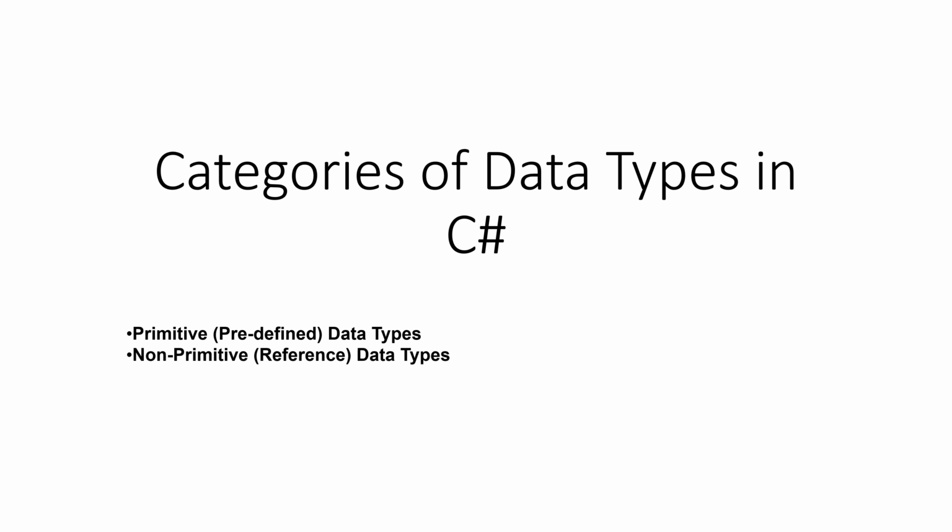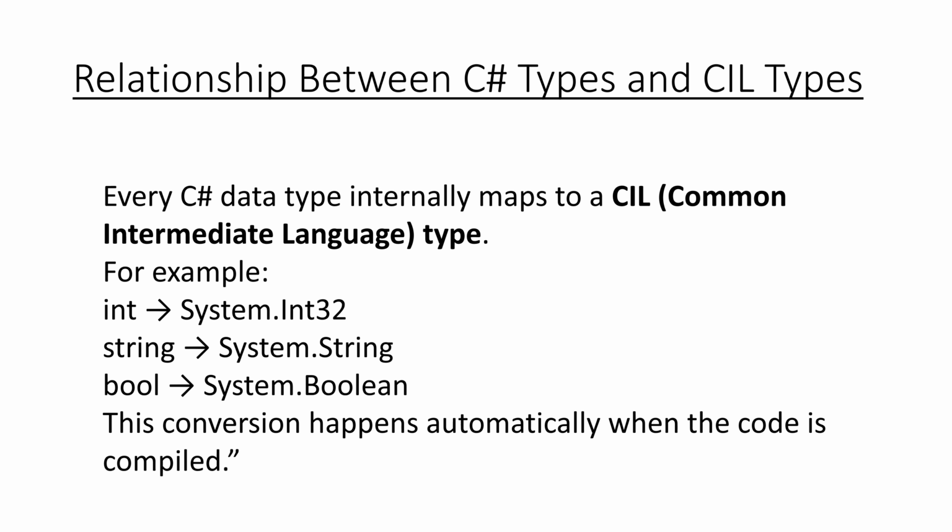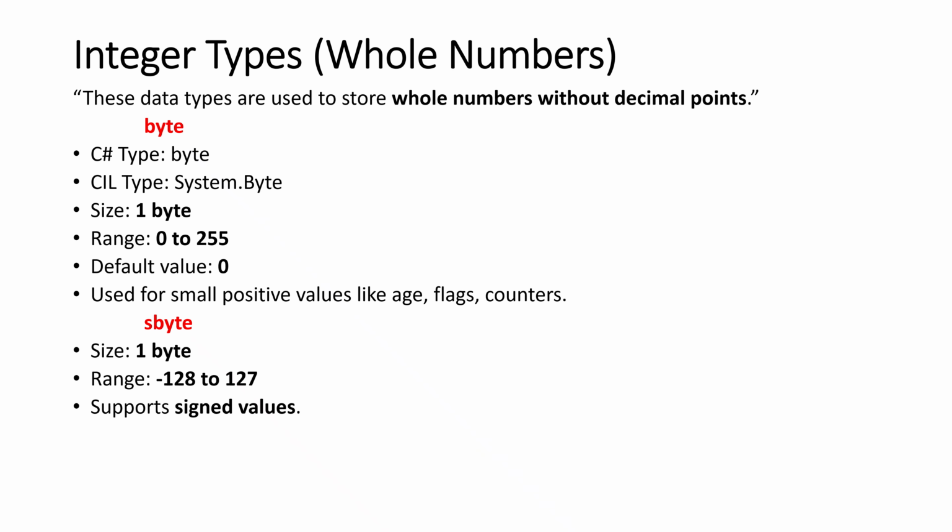So what are C sharp data types and value types? Here you can see data types include primitive and non-primitive. Every C sharp data type maps to a CIL, meaning common intermediate language, type. For example, for integer, there is System.Int32. For string, it maps to System.String. Boolean maps to System.Boolean. This conversion happens automatically during compilation. All the data types are defined under the System namespace like this.